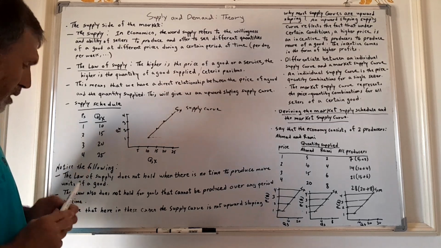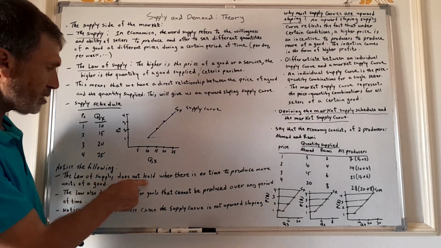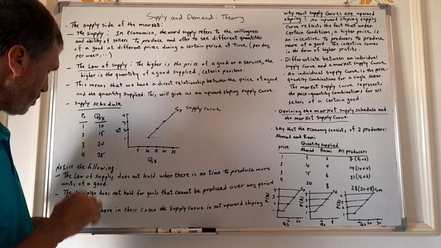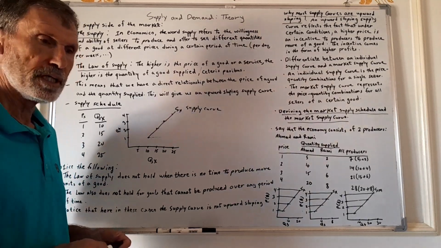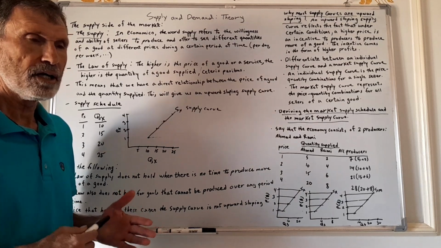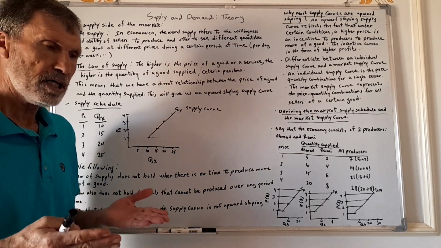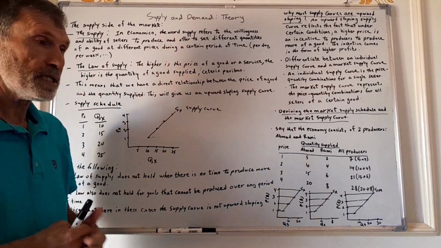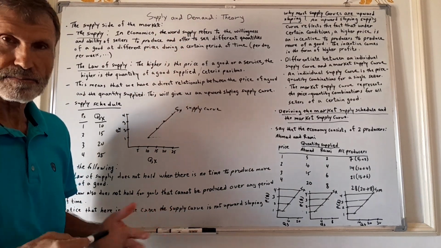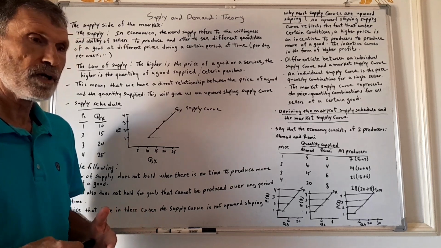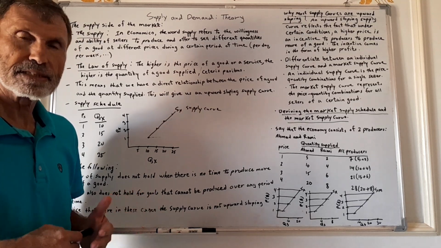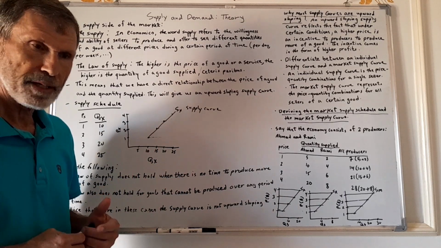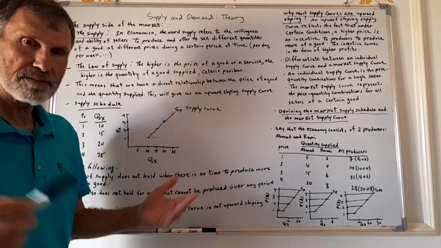Now, notice the following. The law of supply does not hold when there is no time to produce more units of a good. Remember, according to the law of supply, when the price of a good goes up, then the quantity supplied will go up. But imagine that you are in a movie theater, and the movie theater only has, suppose, 1,000 seats. Only 1,000 seats. And the ticket is $5 to get in.